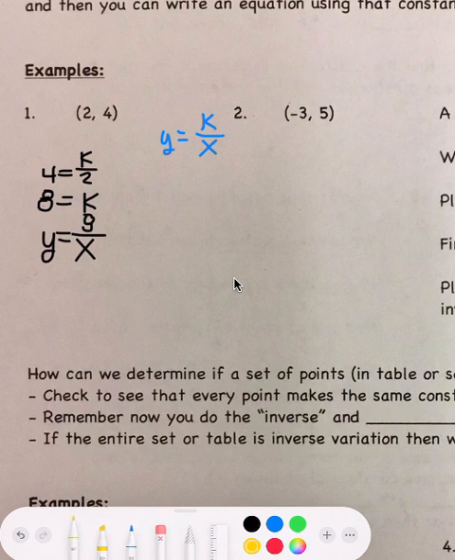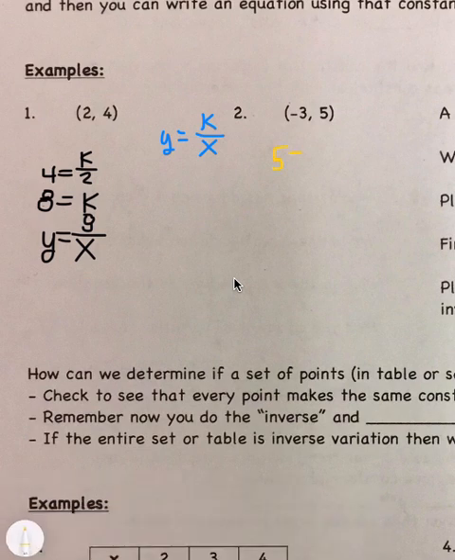So then if we try the negative 3 and 5, we have 5 equals k divided by negative 3. That means we need to multiply both sides by negative 3. And we get negative 15 is equal to k. So y is equal to negative 15 over x.